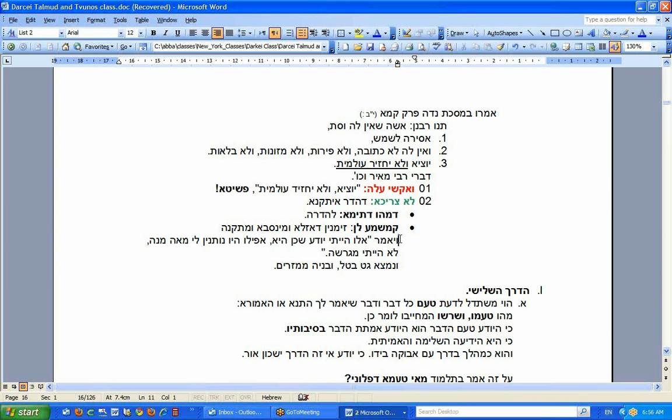I'm saying that's exactly the peshat in this Braisa. I see the words v'lo yachzir olamis, that's what the chiddush of this Braisa is. That's right. Meaning, we wouldn't have said it had we not been forced by the words of the Braisa to say it. Right.